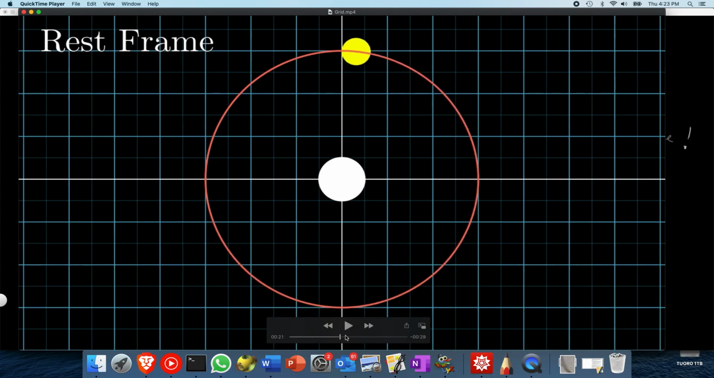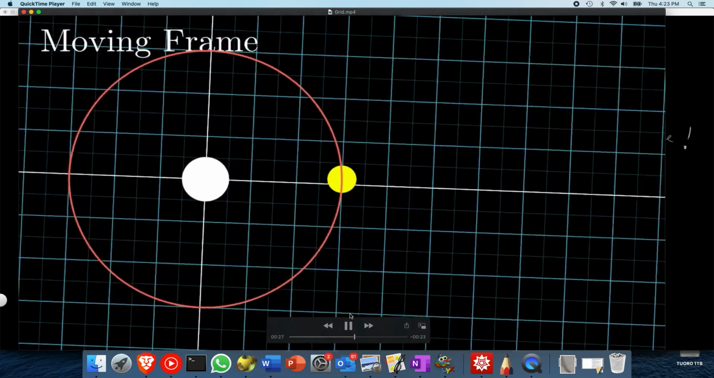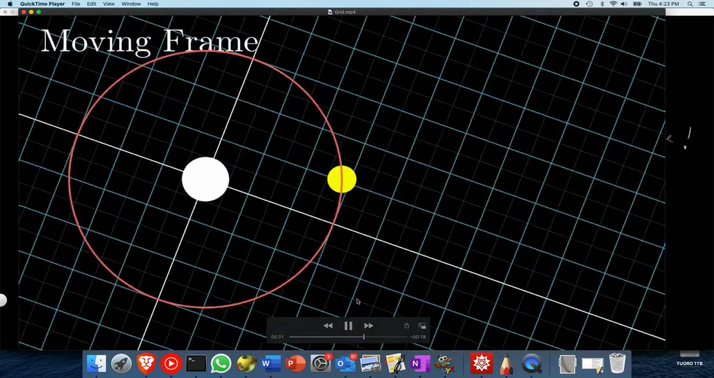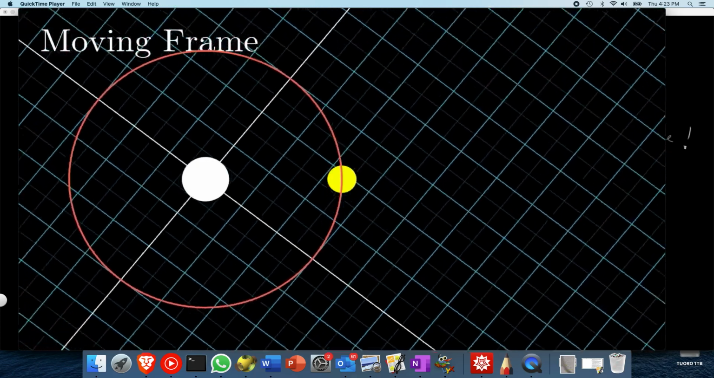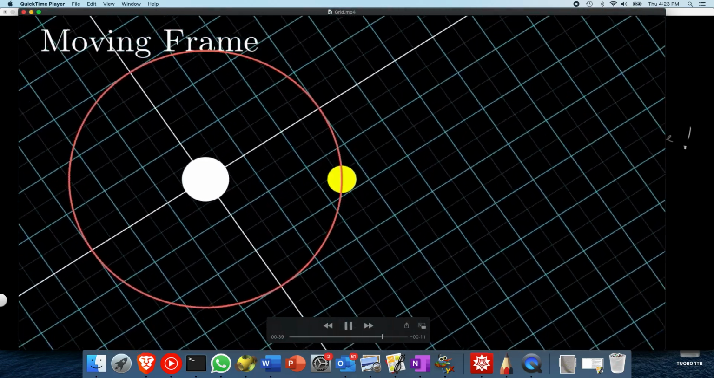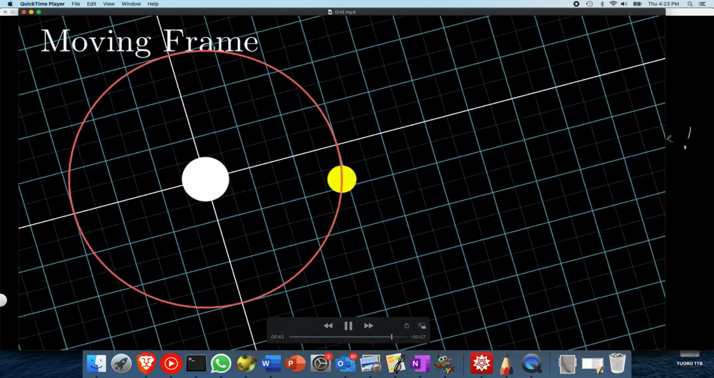However, if you look from the perspective of the object itself, you are now in another frame of reference. So now, if your eyes are centered at the object's location and you are following the object around the circle, then from this perspective, from this reference frame, you will see the world moving instead of the object moving.